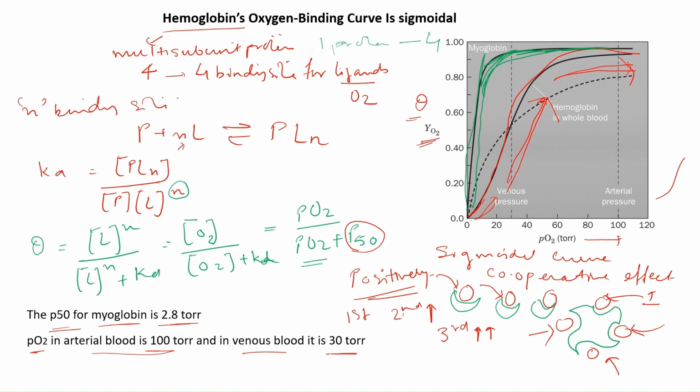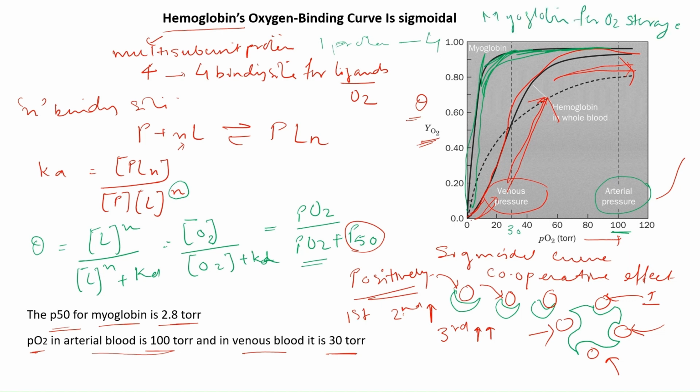In the graph also you can see this is venous pressure, this point is 30. This is arterial pressure, here it is 100. So the partial pressure of oxygen in the arteries is 100 torr and in the veins it is 30 torr. That means myoglobin will always remain fully saturated whether it is in arteries or in veins. So that's why myoglobin is better known for oxygen storage.